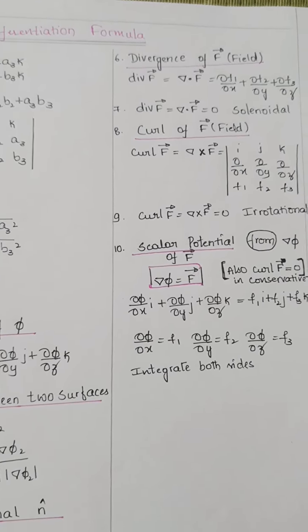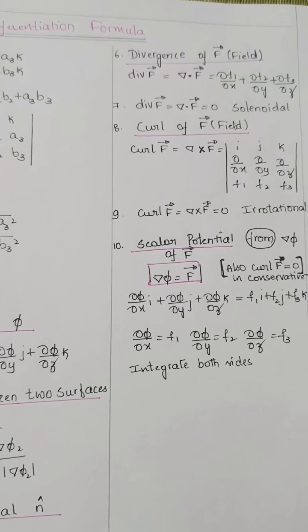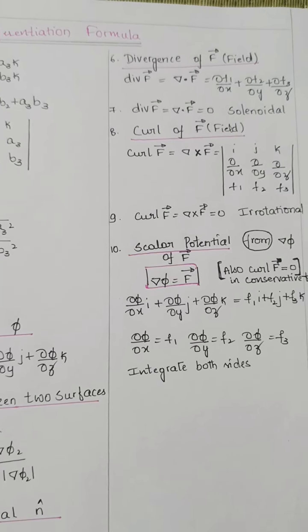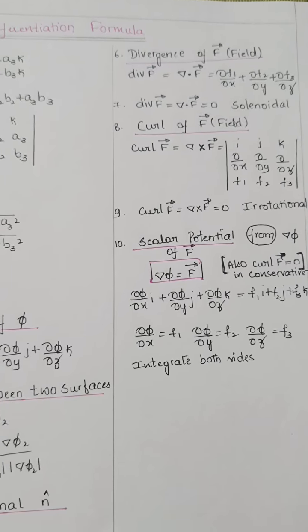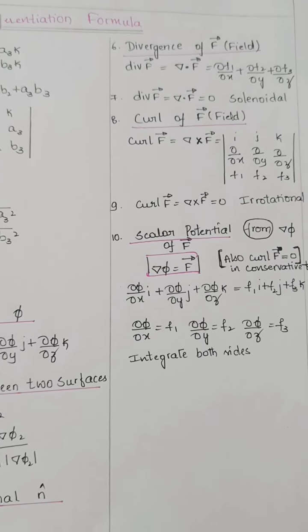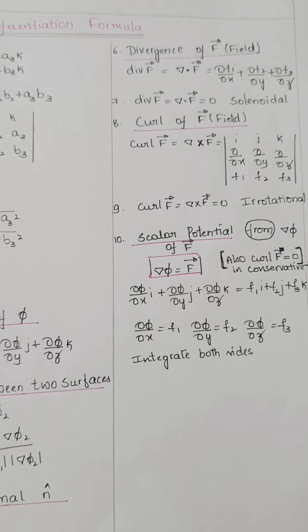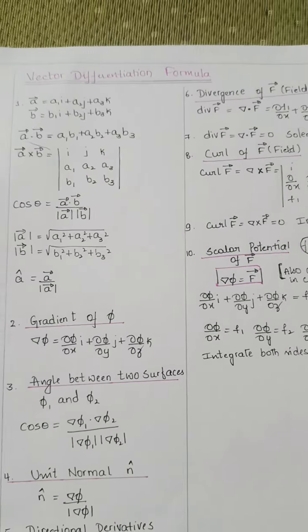Then scalar potential. Scalar potential of the field F is found from the grad of the function phi. So here curl of F will be 0, and to find grad phi we know the formula, and the field F we will be knowing. If we equate both of them and integrate, we will get the scalar potential.